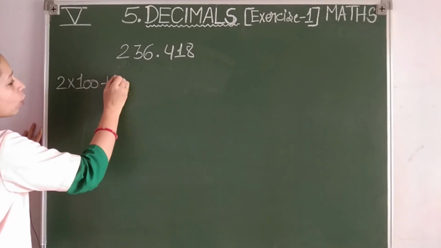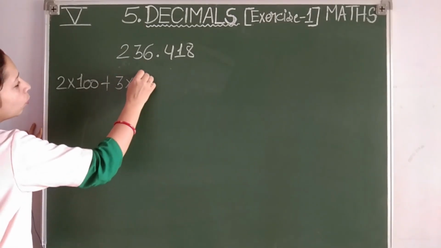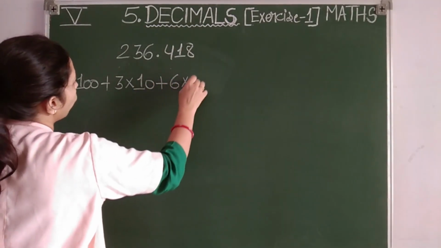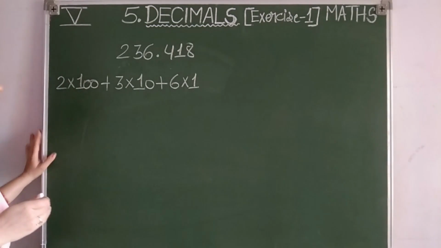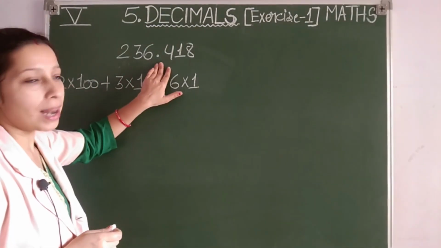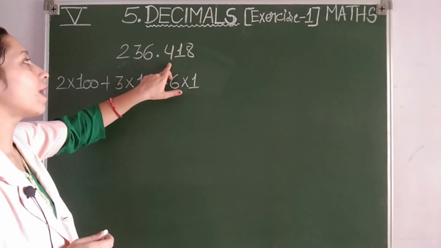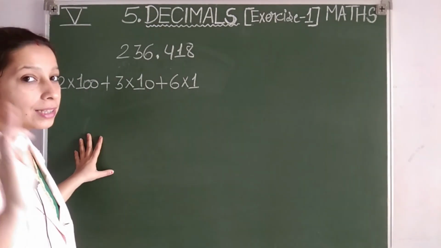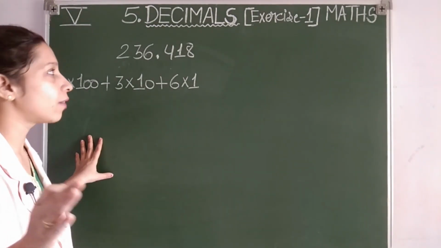Then a plus sign. Then 3 is in the place of 10, so I will write it as 3 into 10. Then 6 is in the place of 1, so we will write 6 into 1. Like this only we write the number in expanded form. Now see, as it is a decimal number and we have to give the place value for the digits after the point, then what are we going to do? Listen to this very carefully.